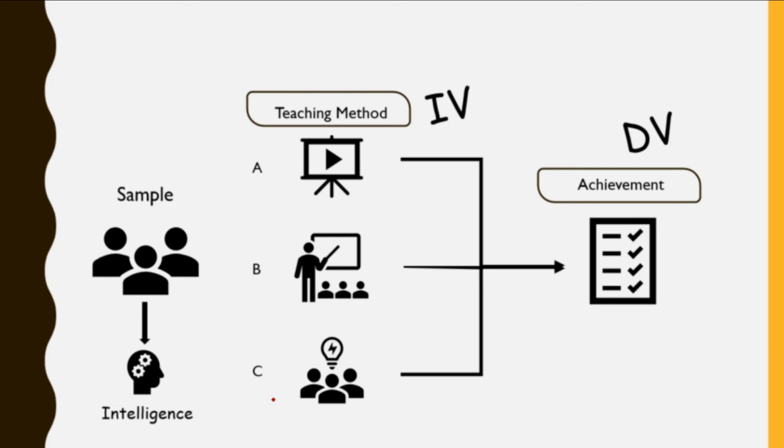Then what will happen? Obviously the result will be that the first teaching method produces better achievers, right? But is it right? Are we actually measuring the teaching method here? No. Our intention is to know which teaching method is better, but here the intelligence is playing a role in it, right? So we need to control intelligence.